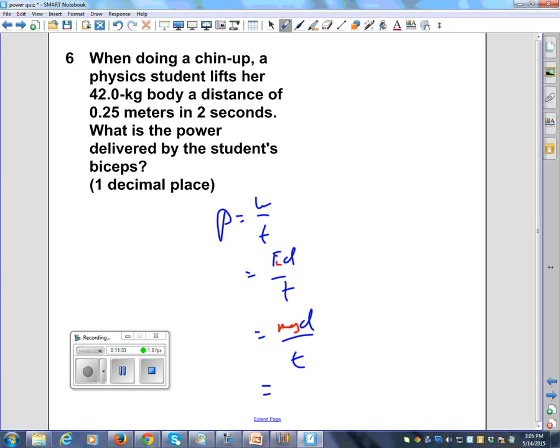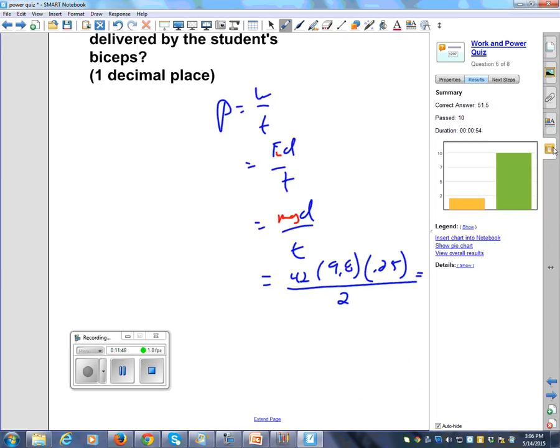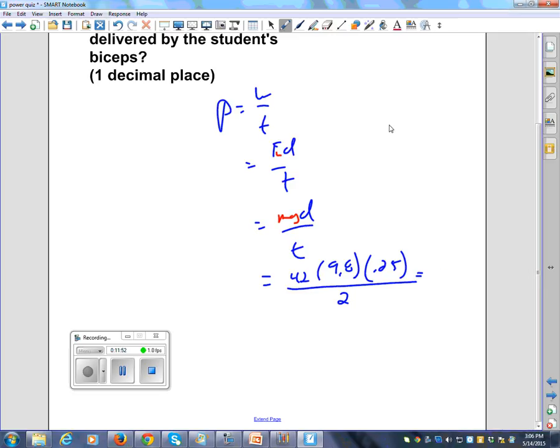So 42 kilograms times 9.8, the distance is 0.25 meters. This all happens in 2 seconds, and you should get, what's the answer? 51.5? 51.5 watts, right?